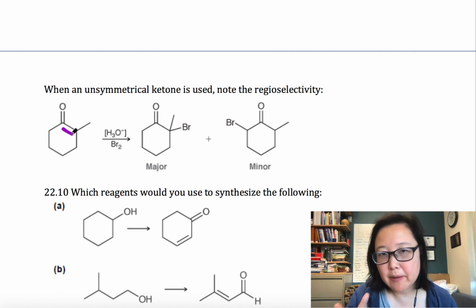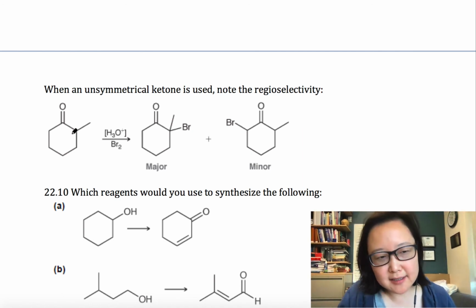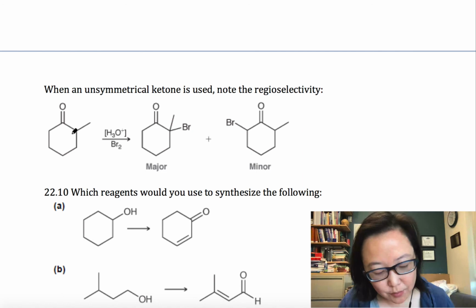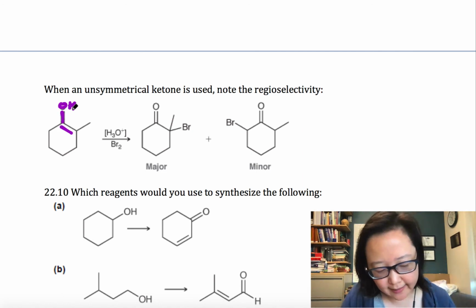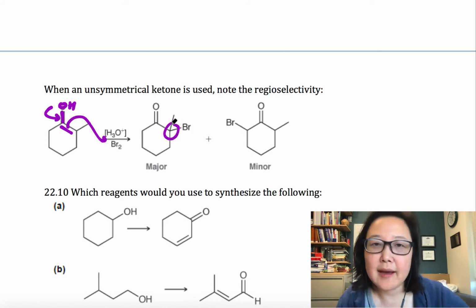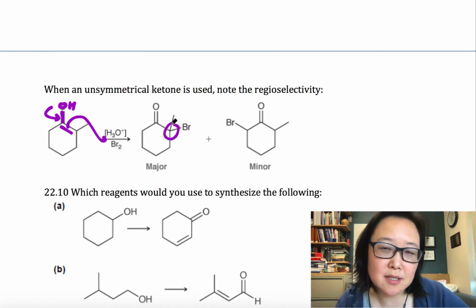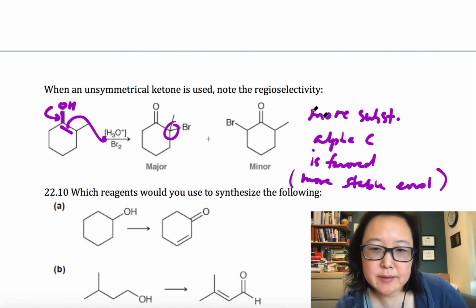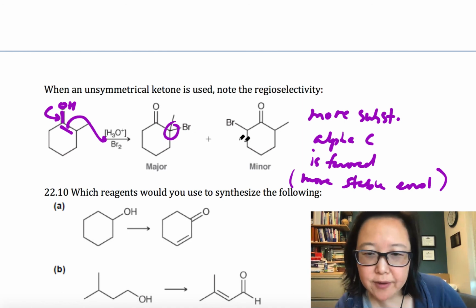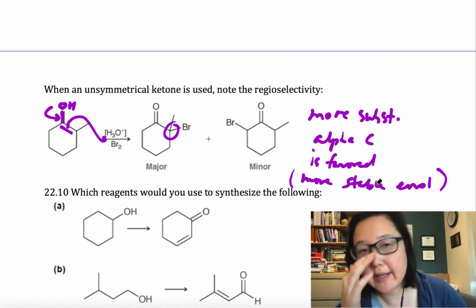Which double bond would be more favored? The alkene is more favored when it's more substituted. So we would probably make this enol right here, and then have the attack, showing the bromination occurring at the more substituted alpha carbon. So the more substituted alpha carbon is where we'll have the nucleophile form, because that's from the more stable enol.